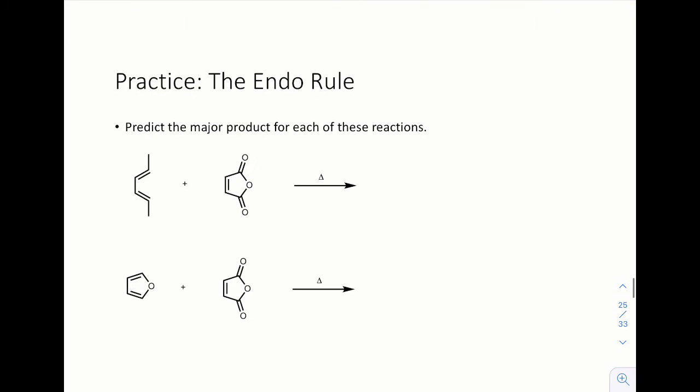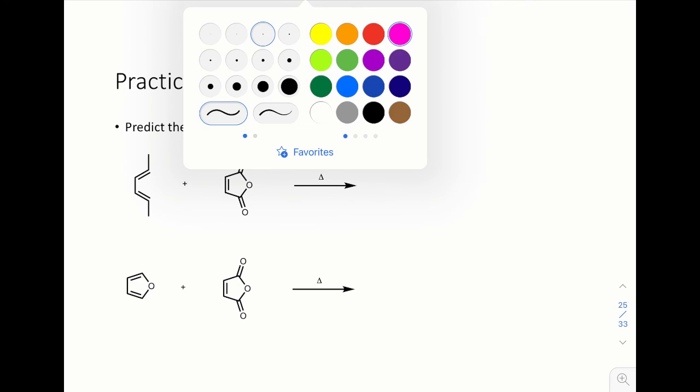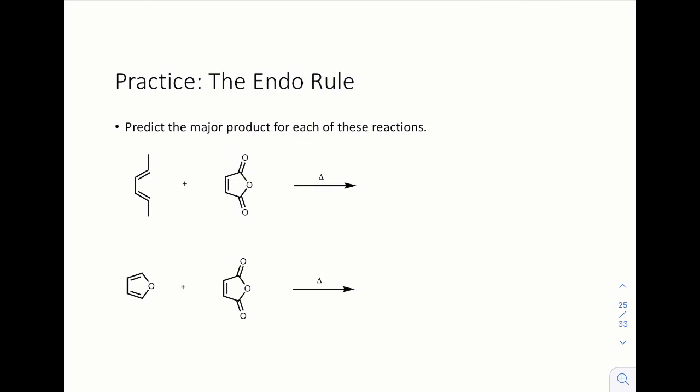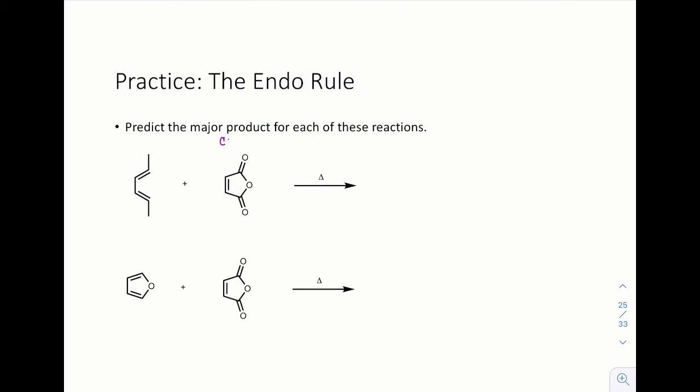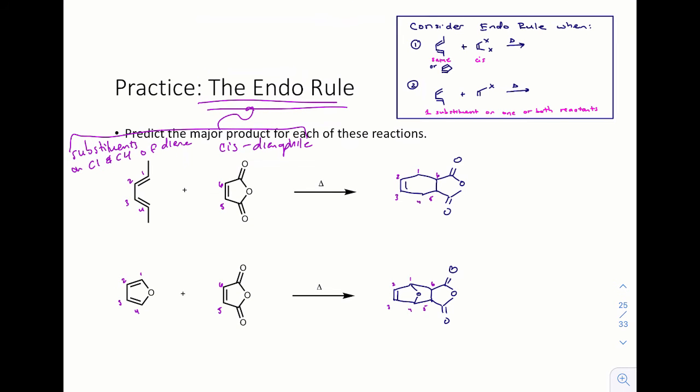Now we're going to practice. So predict the major product for each of these reactions. It is going to be the endo product. So the way that we can tell that we have to think about endo versus exo is that there is a cis dienophile and there are substituents on C1 on the ends of the diene, C1 and C4. In this situation, we will need to consider the endo rule. All right, give it a shot.